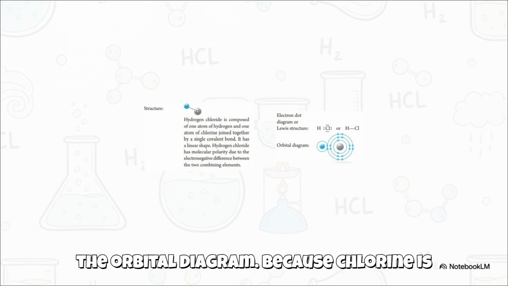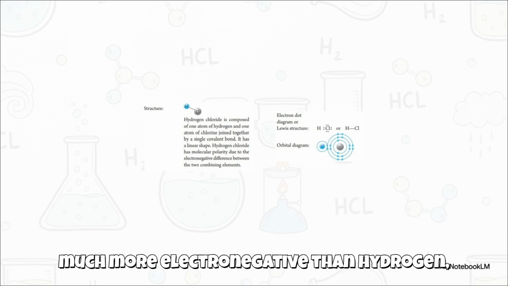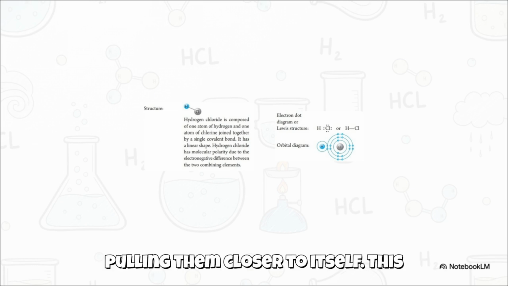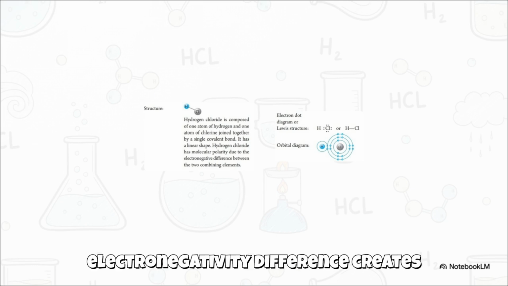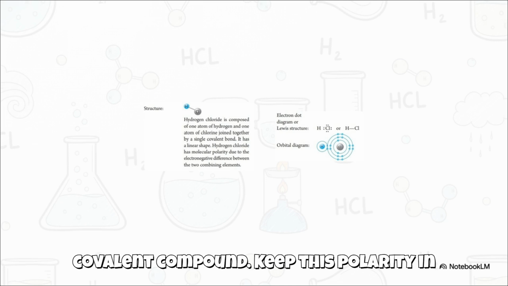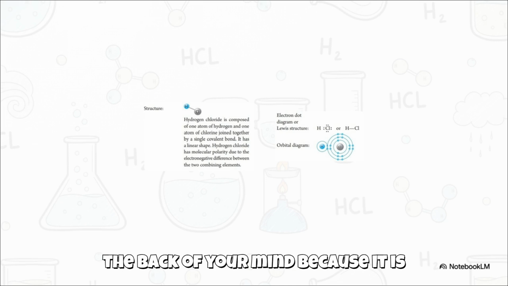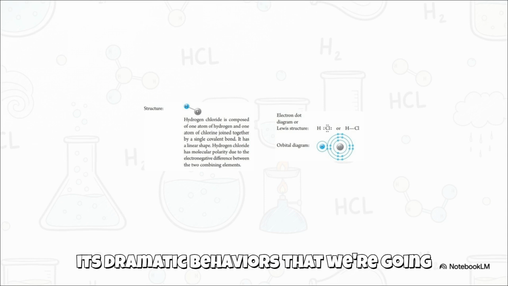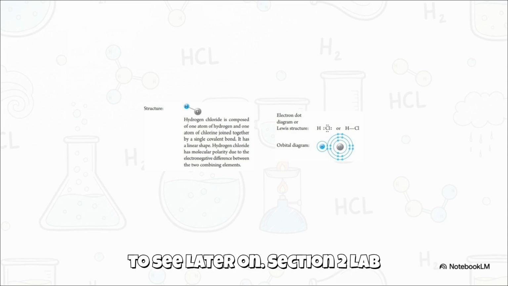But check out the orbital diagram. Because chlorine is much more electronegative than hydrogen, it essentially hogs the shared electrons, pulling them closer to itself. This electronegativity difference creates molecular polarity, so it's a polar covalent compound. Keep this polarity in the back of your mind because it is literally the secret key to almost all of its dramatic behaviors that we're going to see later on.